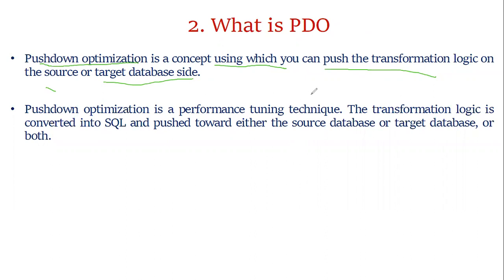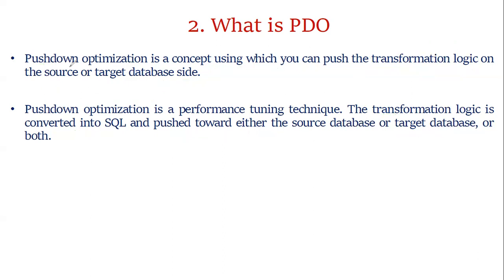Okay. So what exactly is meant by pushing the transformation logic to the source or target database side? It means that instead of your transformation logic being executed by the data integration server, in pushdown optimization your transformation logic is executed by the source or target database itself, meaning the database server itself. So that is referred to as the pushdown optimization technique. Pushdown optimization is a performance tuning technique where the transformation logic is converted into SQL queries and pushed towards either the source database or target database.